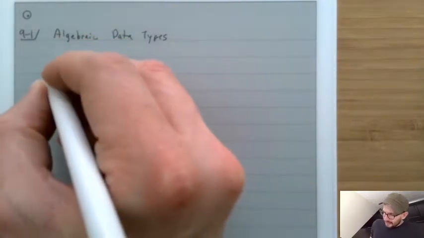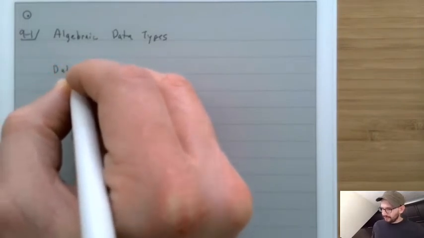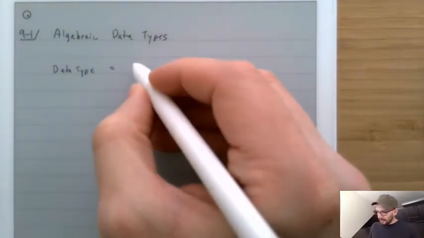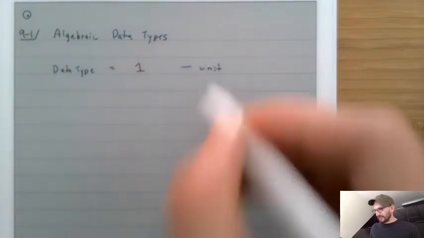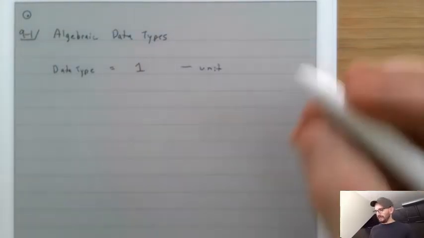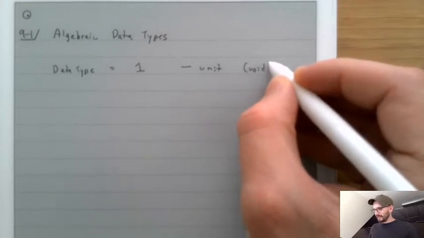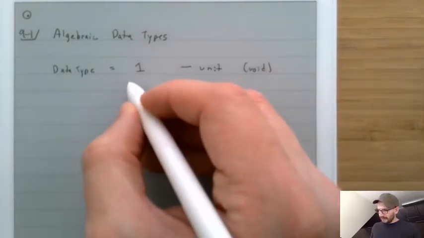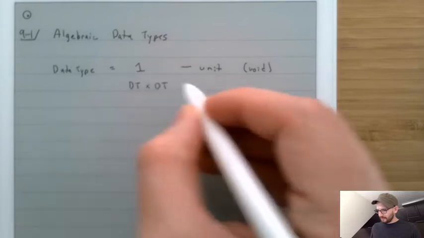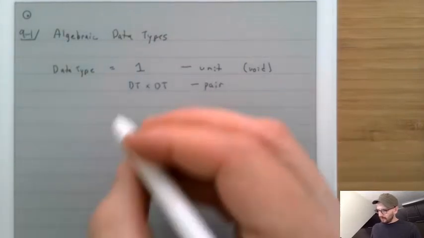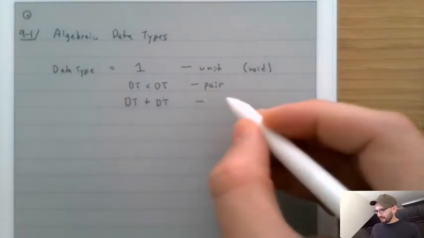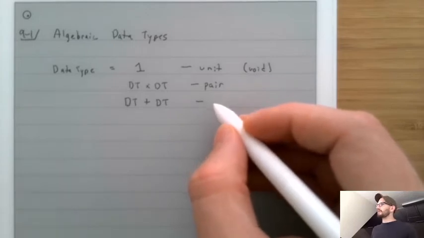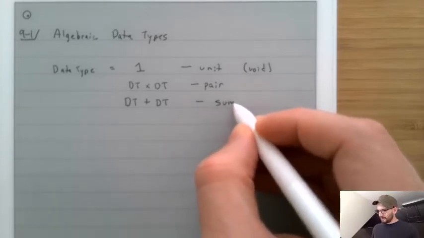So we're going to say that a data type is either what's called unit, which is a data type with no interesting components. This is basically like void in C. Or it is a pair of two data types. This is a pair. Or it is a variant, an either. So this is called, what do they call this? It's called a sum / variant.